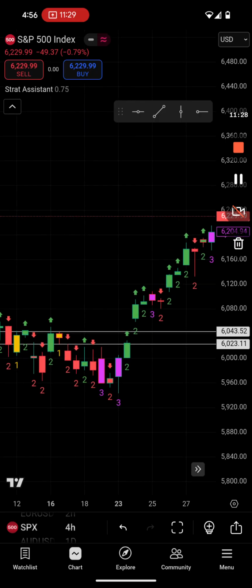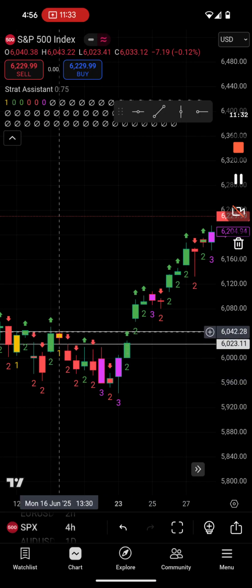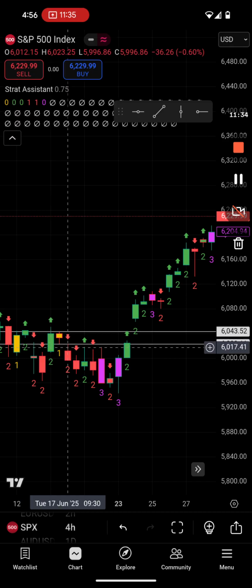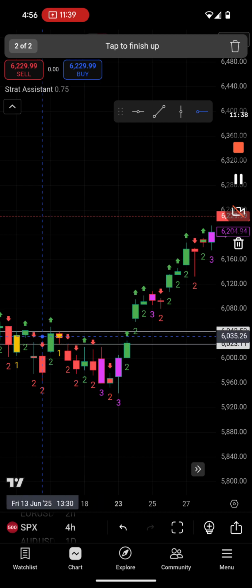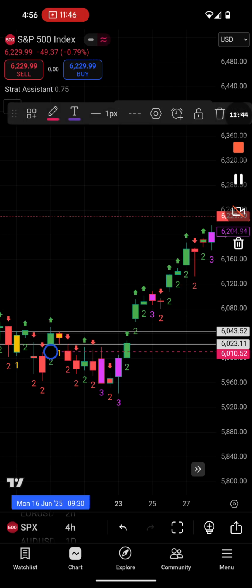Right? 2, 1, and it breaks below. 2. That's reversal. We get in for puts right here. Where I take profits at. If it's 2, 1, 2, we want that 2. We want it to meet this 2 right here. That's take profit 1.